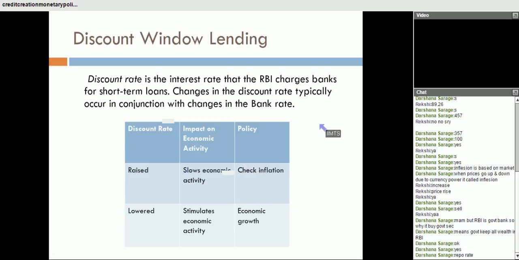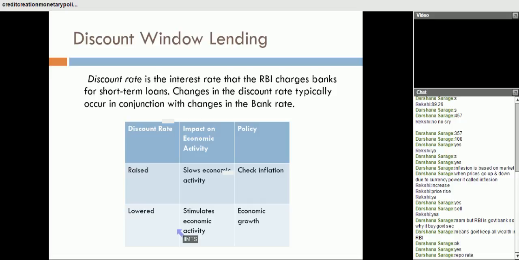Slows economic activity and checks the inflation. Now, if the discount rate is lowered, it means the Reserve Bank is now charging less money from the other banks, then what happens is it stimulates the economic activity.